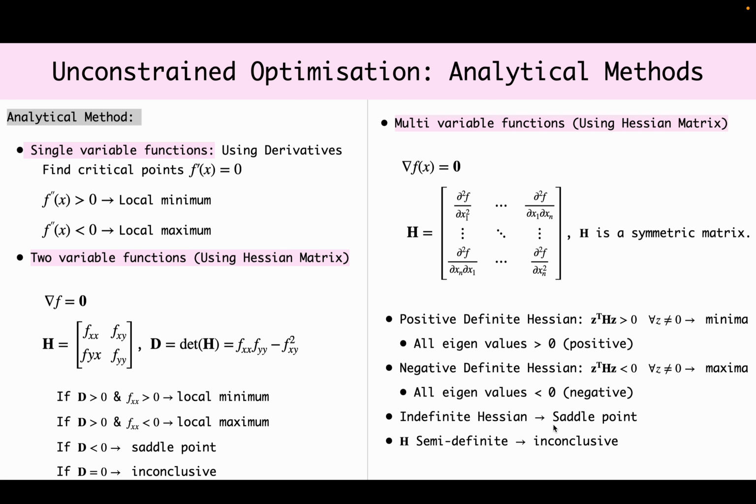And other cases: whenever it is indefinite we have a saddle point, and when H is semi-definite, which is greater than or equal to 0 or less than or equal to 0, then it can be inconclusive. So in this way analytical methods work based upon the first derivative and equating it to 0, and later by using this Hessian matrix and second derivatives we say whether it has local minima or local maxima. So this is how unconstrained optimization analytical methods work.